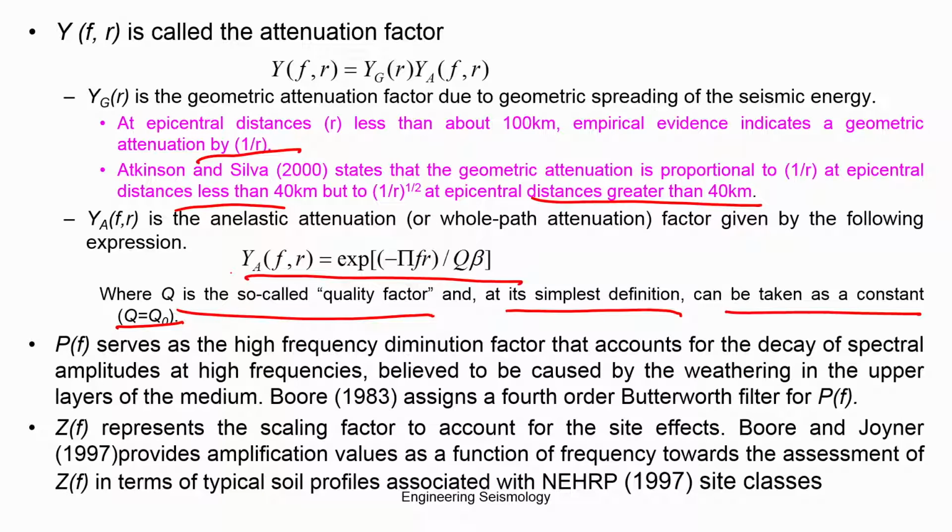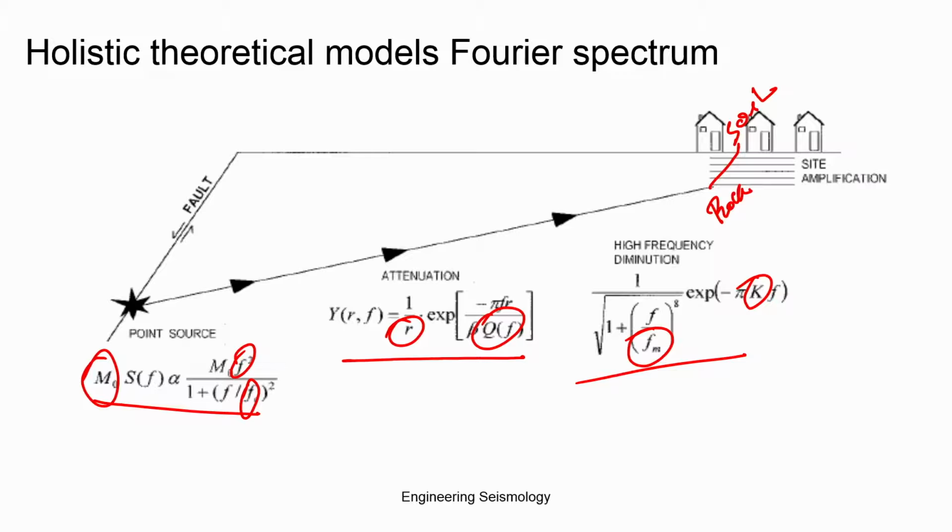So, P F serves as a high frequency diminution factor and accounts for the decay of spectral amplitude at high frequencies, believed to be caused by the weathering of the upper layer of the medium. Boore 1983 assigned a fourth order Butterworth filter to find out P F. Z F expresses the scaling factor to account for site effect. Boore and Joyner provided amplification values as a function of frequency towards assessment of Z F, and typical soil parameters associated with the NEHRP classifications. So, this is the way a theoretical model is defined.